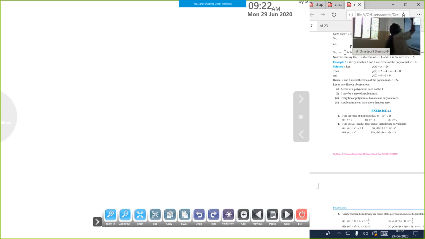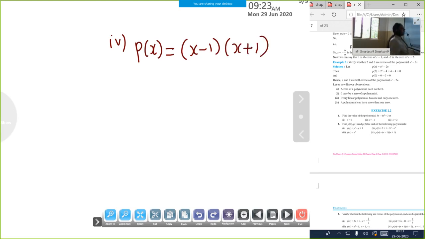Next one. I just solved only the last question, fourth one. Exercise 2.2, second question, fourth part. Your question is P of x equals x minus 1 into x plus 1. That's the question. First we need to find P of 0.